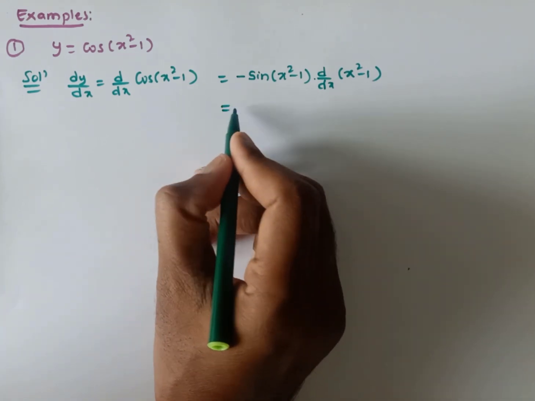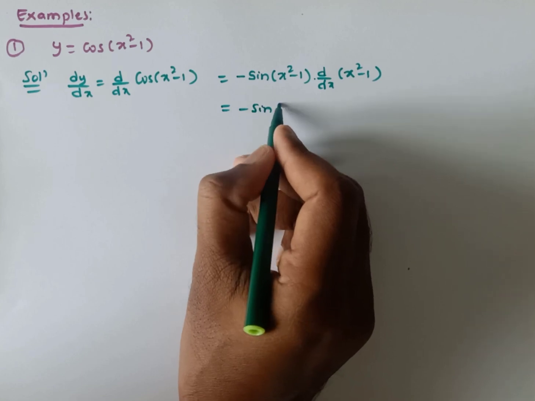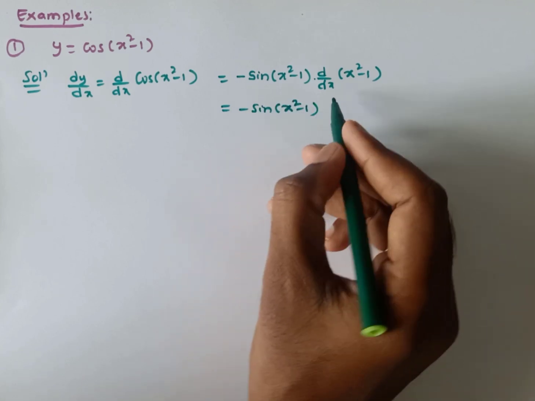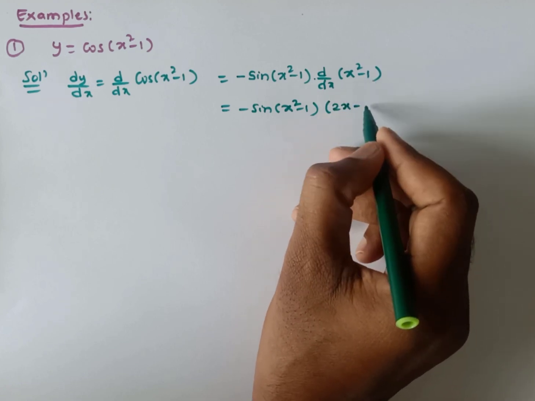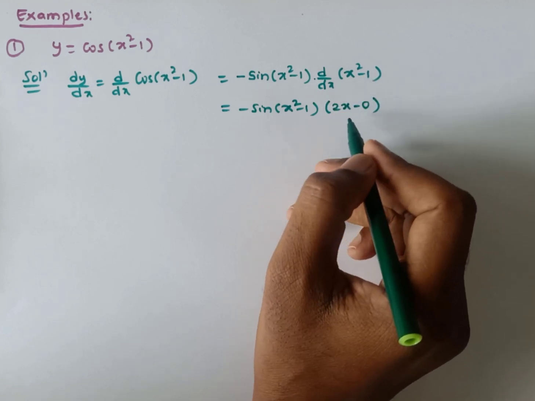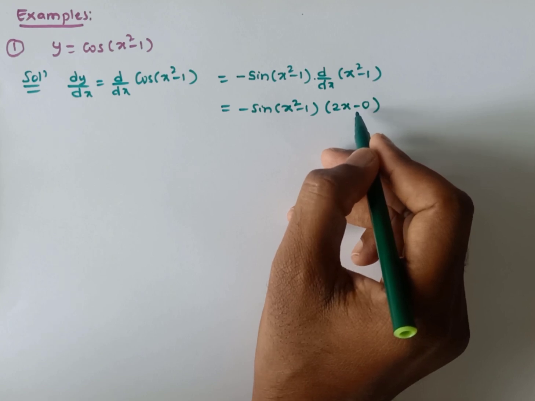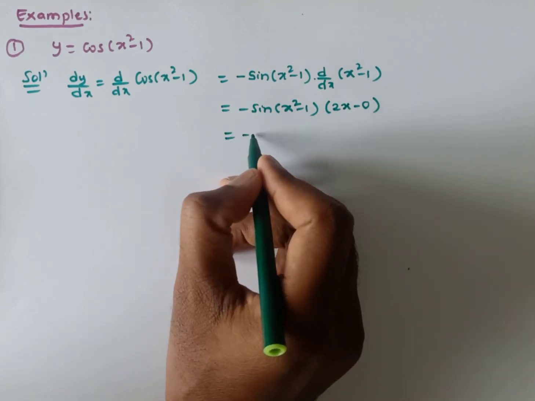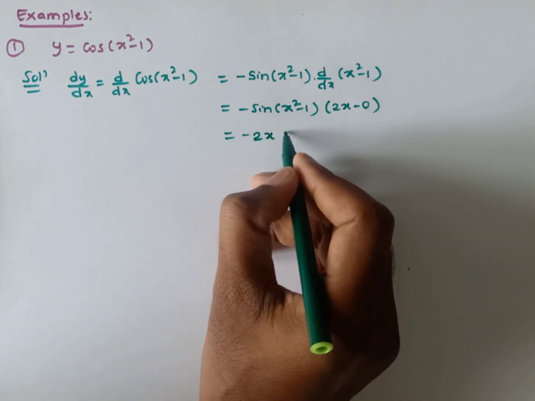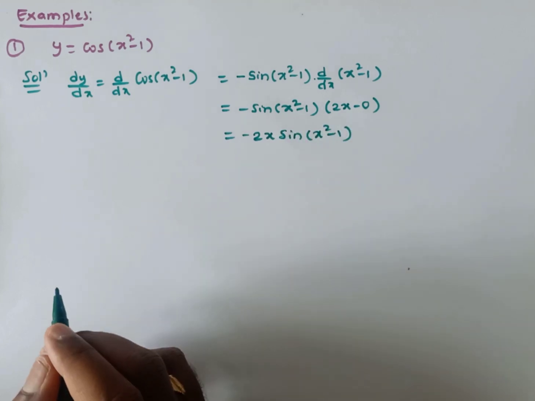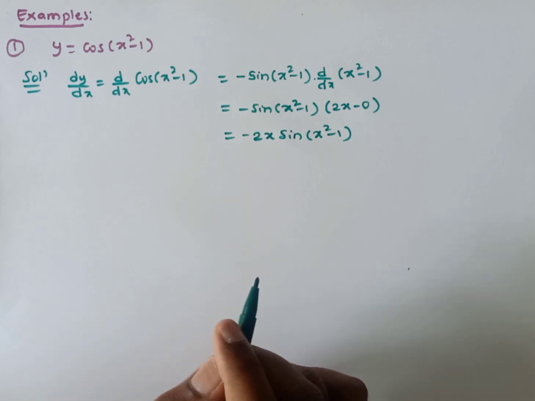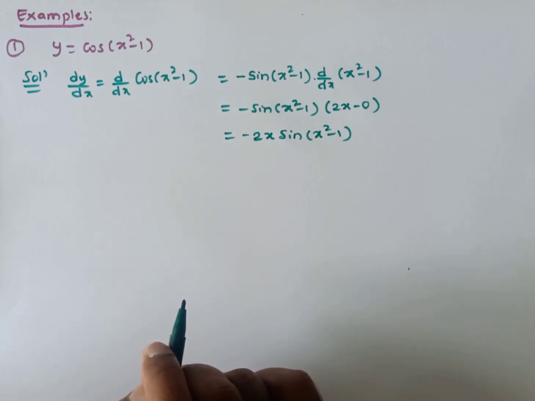Now, so this is equal to minus sine of x square minus 1, into the derivative of x square, which is 2x, minus the derivative of 1, which is 0, since it is a constant. 2x minus 0 is 2x, so multiply with this. So finally it is minus 2x into sine of x square minus 1. So this is the derivative of cos of x square minus 1.